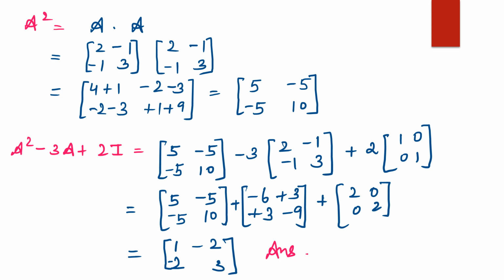So what we get as the answer is 5. We add all the 3 because I have multiplied the second matrix by minus 3, so outside the sign comes plus. When we add all the 3 matrices, this minus 3 has been multiplied by 2 minus 1 minus 1 3. So what we get as the answer is 1 minus 2 and 3, that is the answer.